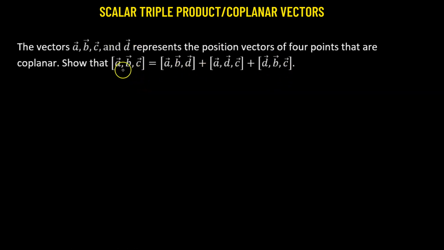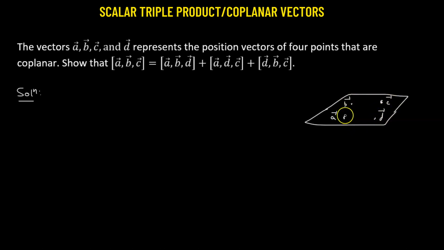That means we have the scalar triple product of A, B, and C equals the scalar triple product of A, B, D plus the scalar triple product of A, D, C, and the scalar triple product of D, B, C. So let us begin. For understanding purposes, let's say we have a plane and these are 4 points with position vectors A, B, C, and D.